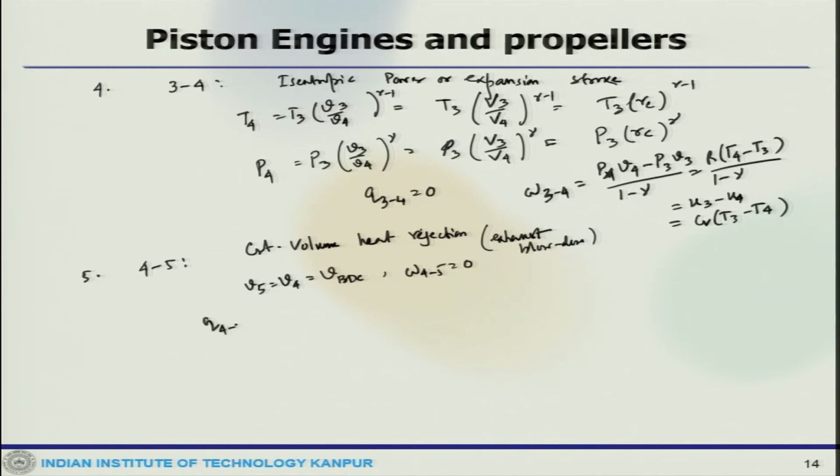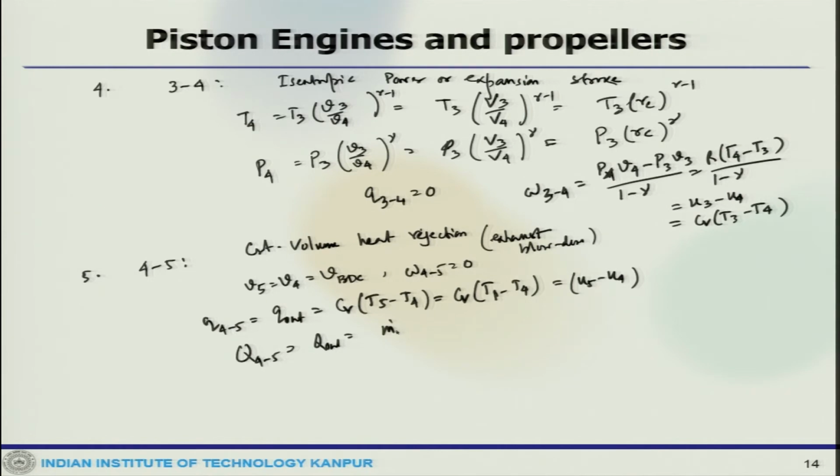Here the specific heat rejection is Q out, which is Cv (T5 minus T4), that is Cv (T1 minus T4), which is U5 minus U4. So Q4 minus 5 is Q out, which is m dot m Cv (T1 minus T4).